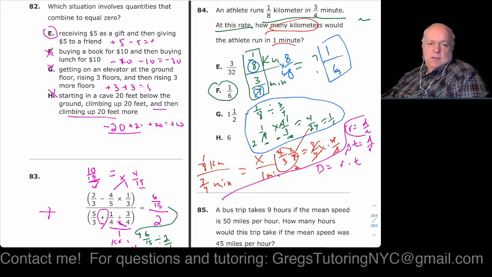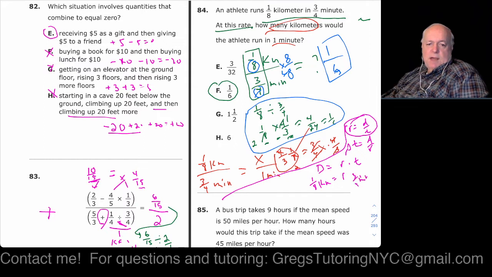But if we plug the numbers in that they gave us, they're telling us that 1/8 of a km is equal to, and we don't know the rate. That's what they're asking us for. How many kilometers would be there versus the time? Okay, and the time in our case is 3/4 of a minute.